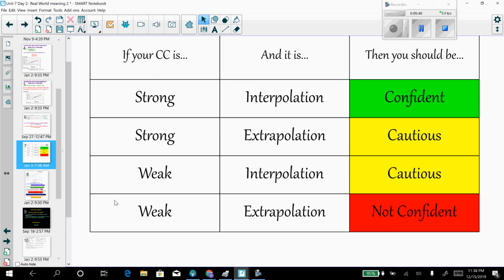So when we ask you questions about how confident are you about your answer, this is the table that you need to refer to. So again, if you need to pause the video and write this down, or pause it and take a picture of it, go ahead and do that, please.